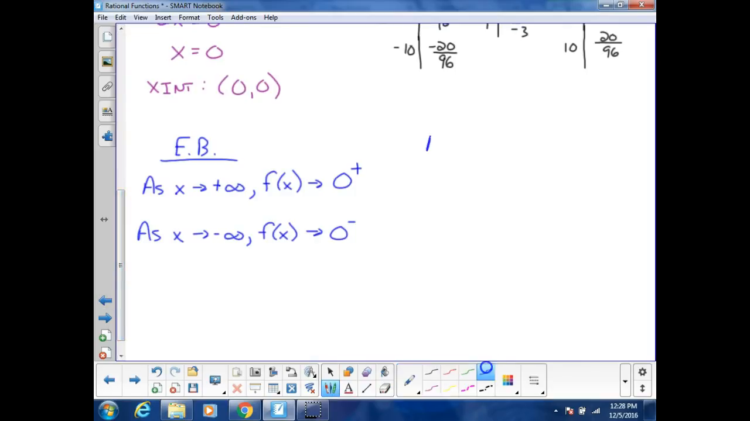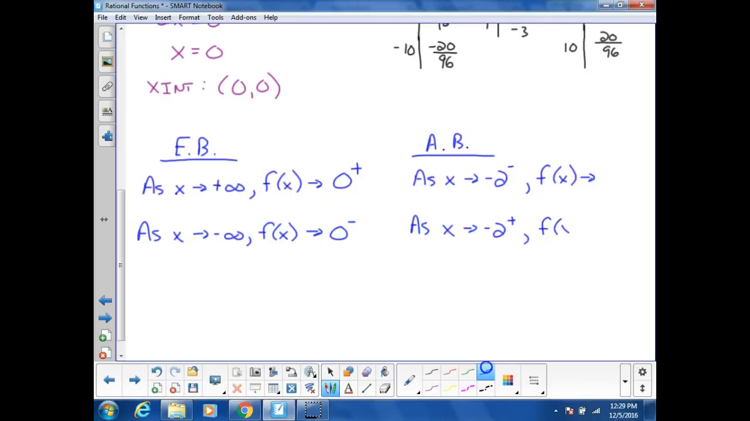Then we've got asymptotic behavior. So as x approaches negative 2 from the left, what's my function doing? As x approaches negative 2 from the right, what's my function doing? And as x approaches positive 2 from the left, what's my function doing? And as x approaches positive 2 from the right, what's my function doing?